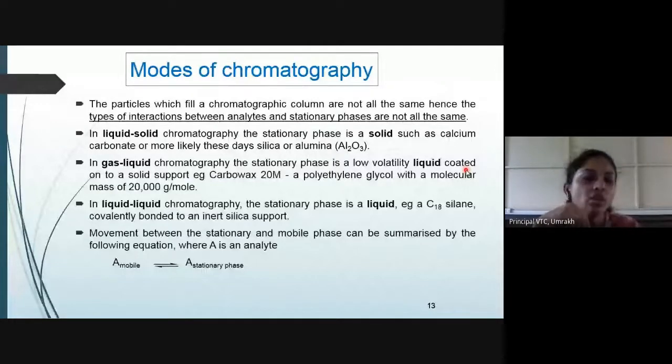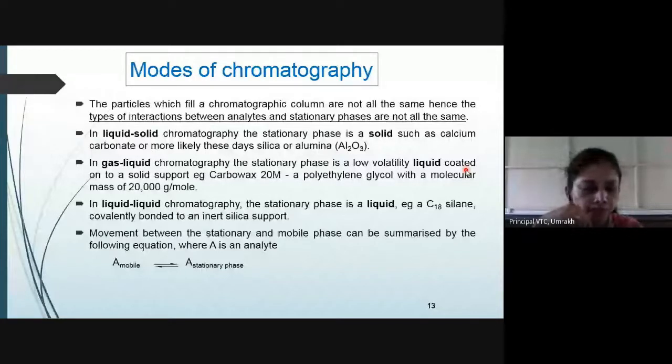That solid support can be, for example, Carbowax 20M, which is a polyethylene glycol with a molecular mass of about 20,000 grams per mole. So there will be gas-liquid chromatography. Then after that, liquid chromatography, in which the stationary phase is liquid, say for example C18 silane, which is covalently bonded with an inert silica support.